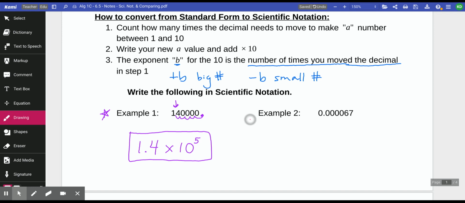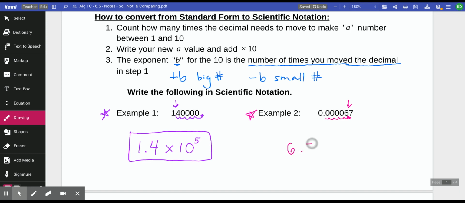In example 2, we're doing the same thing, but now we have a small number. So I have to move this decimal so it's between the 6 and the 7. How many times do I have to move that decimal? 1, 2, 3, 4, 5 as well, okay? So 5 times to put that decimal between the 6 and the 7.